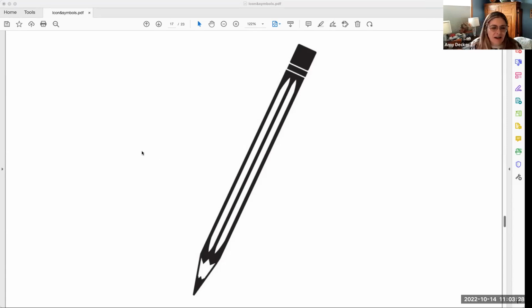Okay, so now we're going to go to the pencil. Everyone go over to the pencil. And I want you to copy the Post-it note, icon or symbol, and then post it around the pencil on the page, not covering the pencil, but around it. Choose whichever one you want, copy it and paste it onto the board. It's just Command C, Command V.